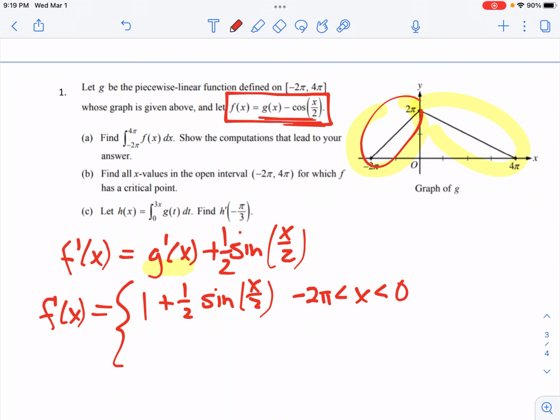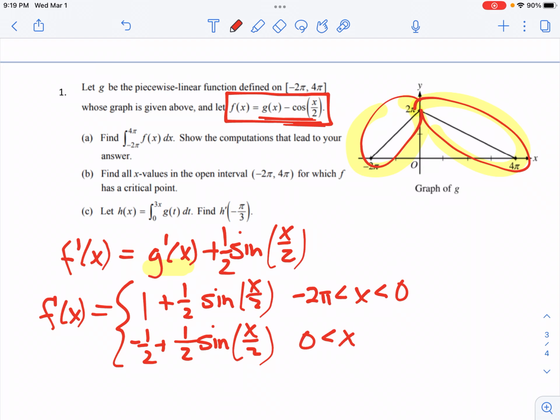Or this other part where the slope is different, that is, let's see, rise over run, that's 2 pi over 4 pi, that's 1/2, negative 1/2, because it's sloping down, negative 1/2 plus 1/2 sine x over 2. And that is from 0 to 4 pi.